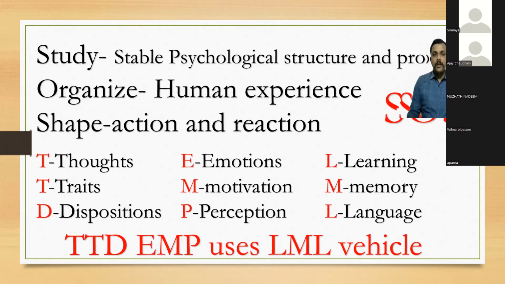Here T stands for thoughts, traits, dispositions, TTD. EMP is emotions, motivation, and perception. He uses LML. What is LML? Learning, memory, and language. So this is a simple way to remember the different individual properties which may change, which affect the structure and process of personality of any individual. Okay, I hope it's clear, and I'll move forward.